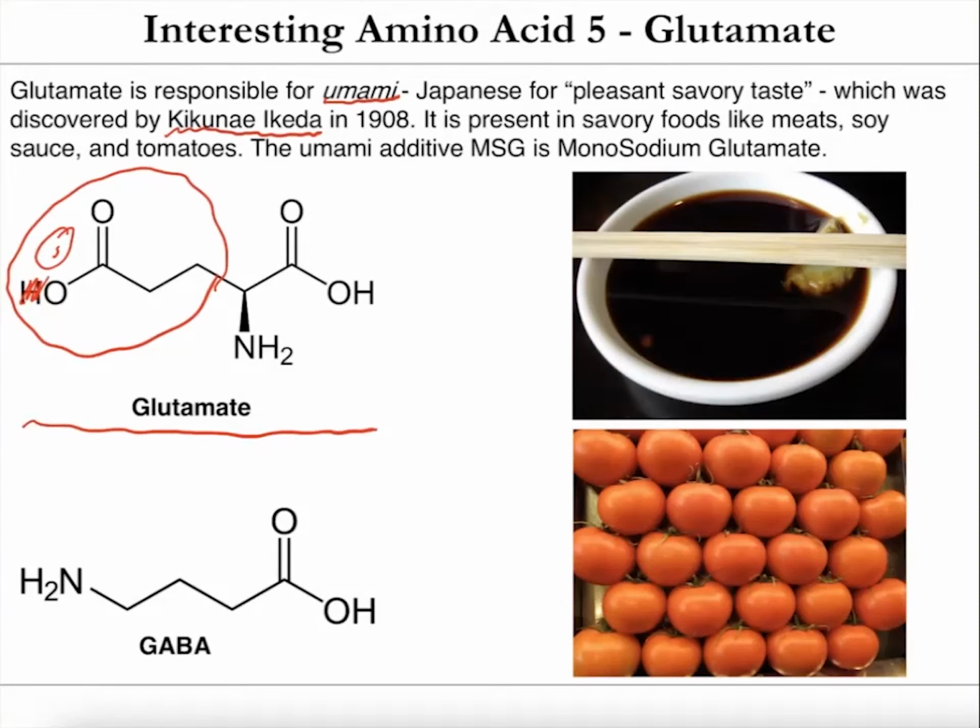Actually, the additive MSG, which you might have heard of and is used in a lot of different soups, very famously in Chinese recipes in America and elsewhere, I assume, stands for monosodium glutamate. So it's just a glutamate salt. There are a lot of people who sort of freak out about MSG and say, oh, I have this terrible reaction. Maybe they do. That has not been concluded to a high degree of evidence yet.